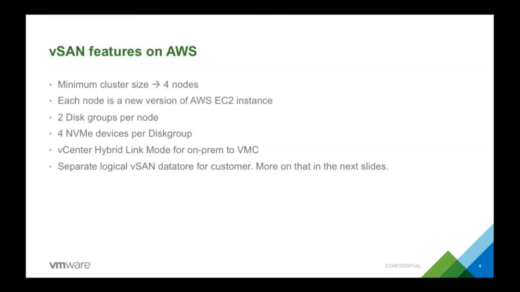The minimum cluster, as I mentioned, is 4 nodes, and each node is a new version of EC2. Each node has 2 disk groups. How many of you have seen vSAN? Okay, good. Generally, vSAN is for storage. We use a caching tier and a capacity tier. This environment is all NVMe disks for both the capacity and caching tier, so it's all flash. We have 8 disks per host, in 2 disk groups with 4 disks each: 1 cache and 3 capacity.